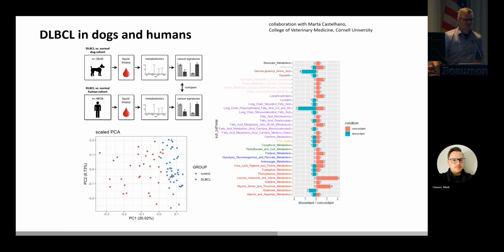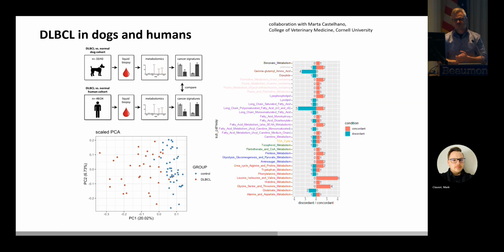And the answer is it's very heterogeneous. So there are some pathways where the human and the dog system agree completely. So they're up and down together. And then some pathways where they completely disagree. So they go up in humans and down in dogs. And we're currently trying to make our way through this data.